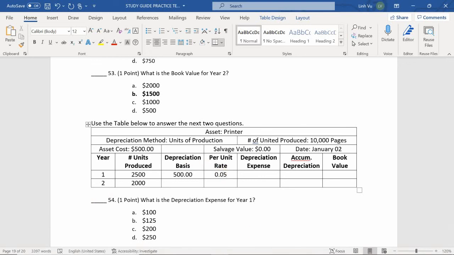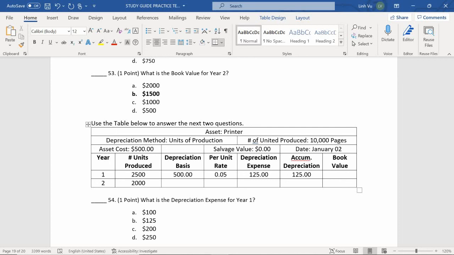0.05. Okay. 100 times 0.05, 125. Okay, is the same. Now we have 2,500 minus 125, no? Not 250.